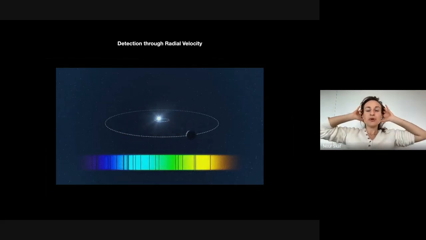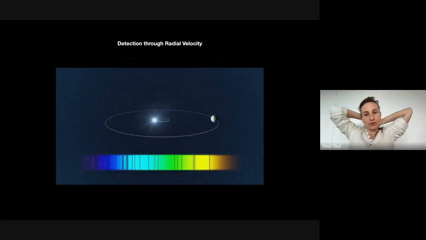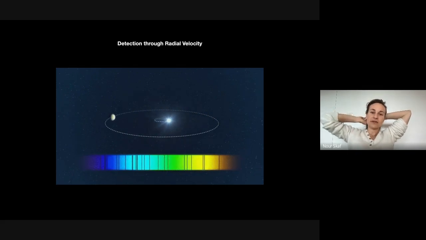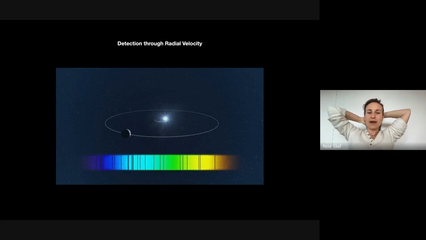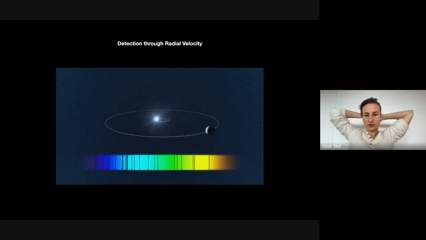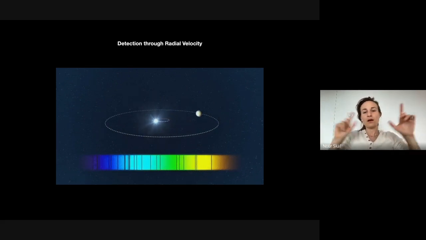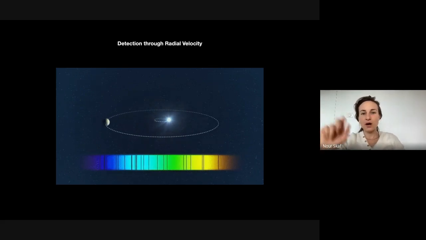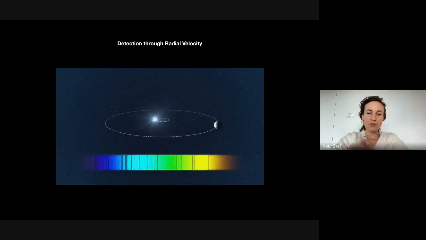Another indirect method is to look at what we call the radial velocity. As the planet gravitates around the star, it has an impact on the position of the star through gravity. So by looking at the spectra of the star and seeing how the lines shift, we can infer whether or not there is a planet around it.